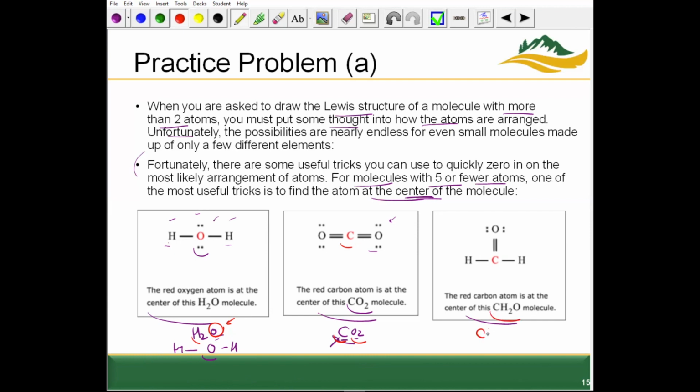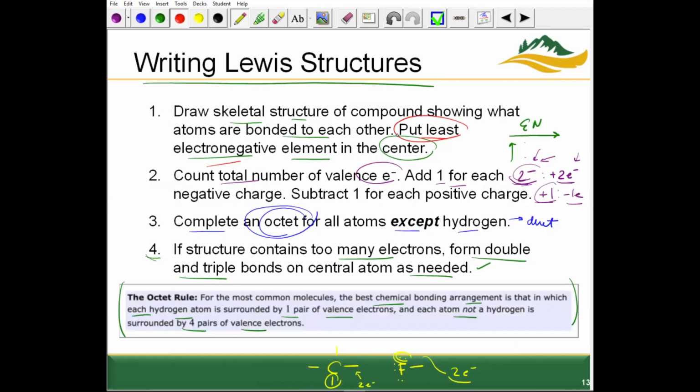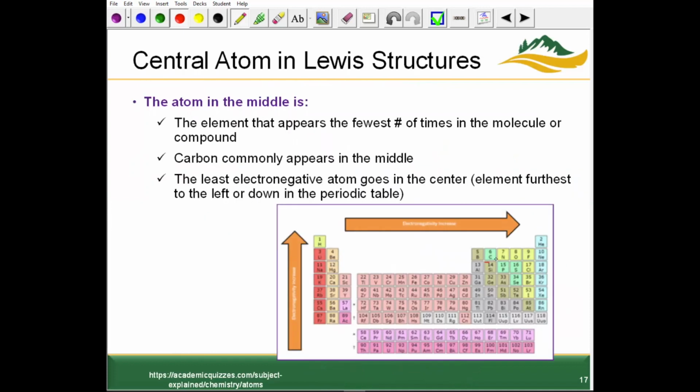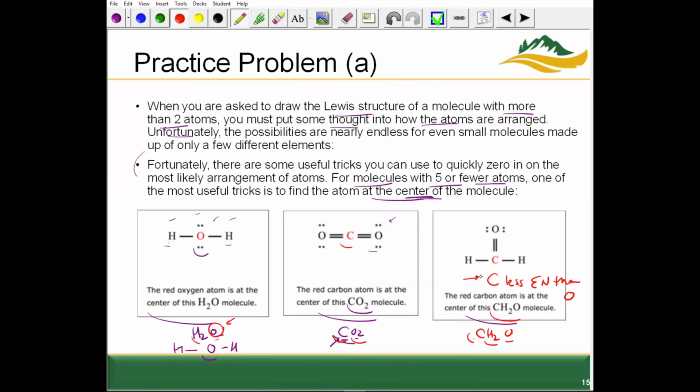With this one now, CH2O, there's two hydrogens, so that's not unique, but there is only one carbon and one oxygen. How do we decide between carbon and oxygen which one goes in the middle? Well, something here that we read is that we should put the least electronegative element in the center. Is carbon less electronegative than oxygen? Well, yes, it's further to the left. So carbon is less electronegative than oxygen. Carbon goes in the middle for this molecule.